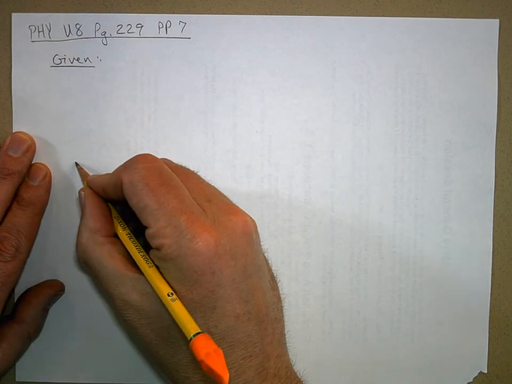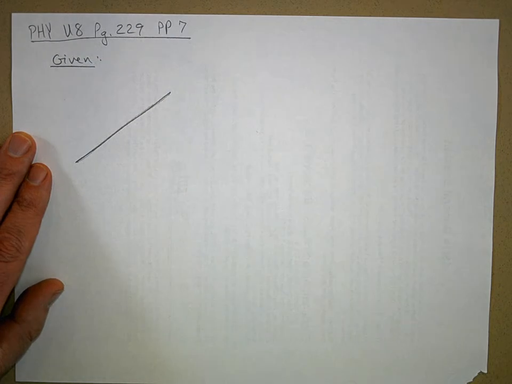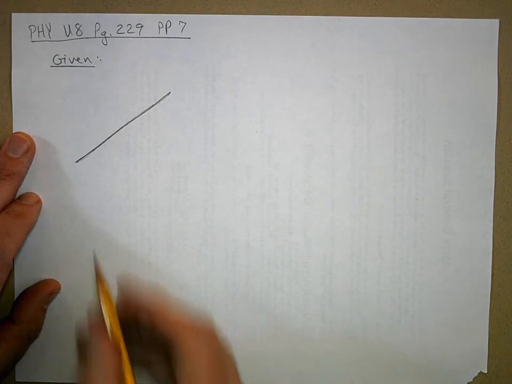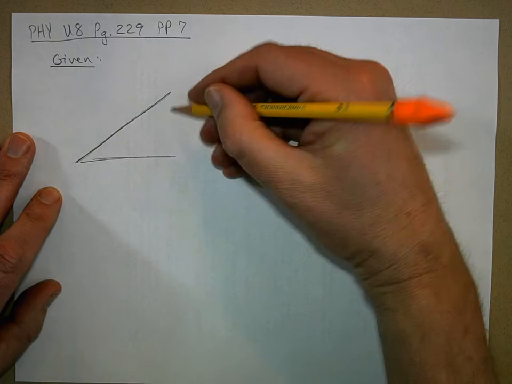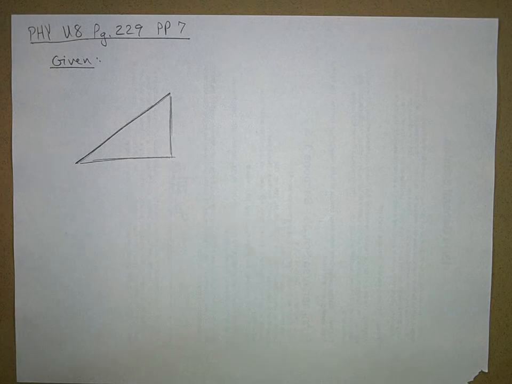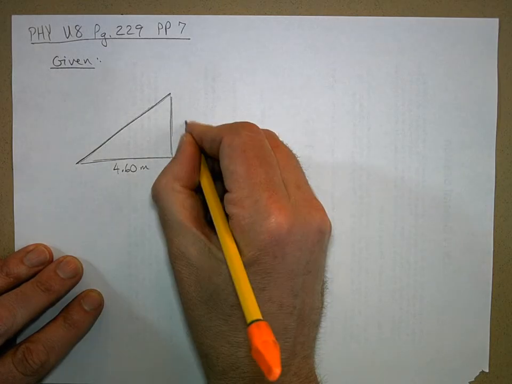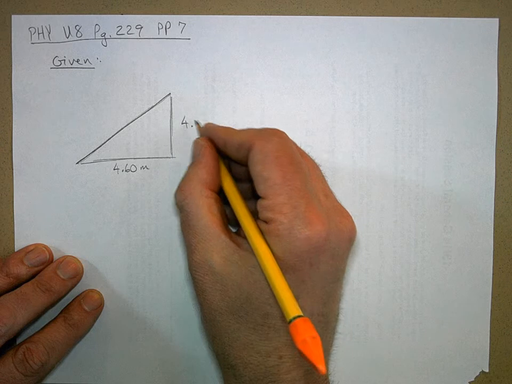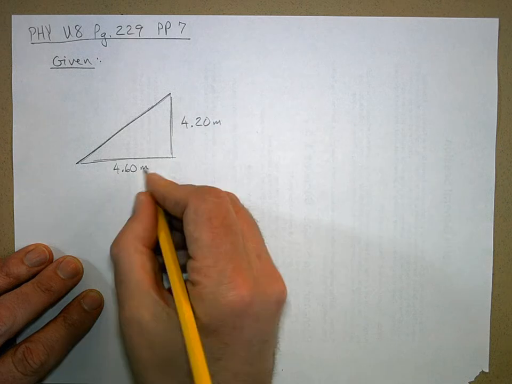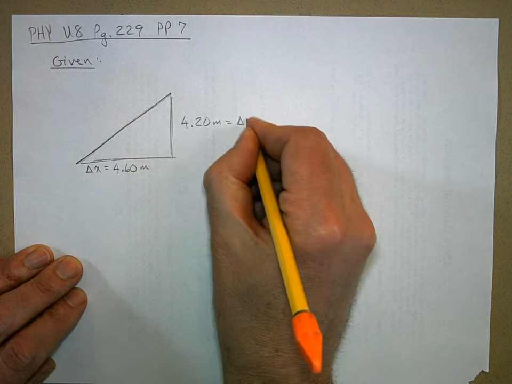Now we have a staircase like this. I'm not going to draw all the jagged little stairs because that's too hard. And we had a horizontal displacement and a vertical displacement. The horizontal displacement, it said, was 4.6 meters. And this was 4.2 meters, I think? Is that right? So we'll call this delta x, and we'll call this delta y.